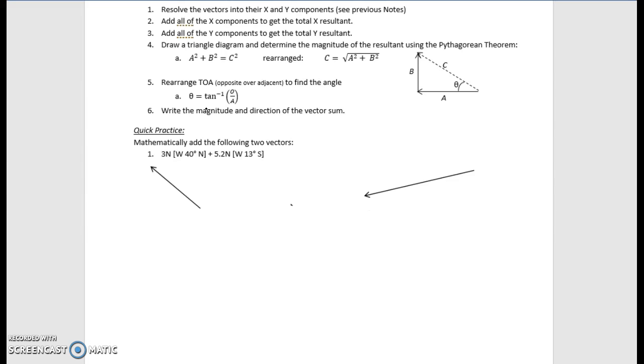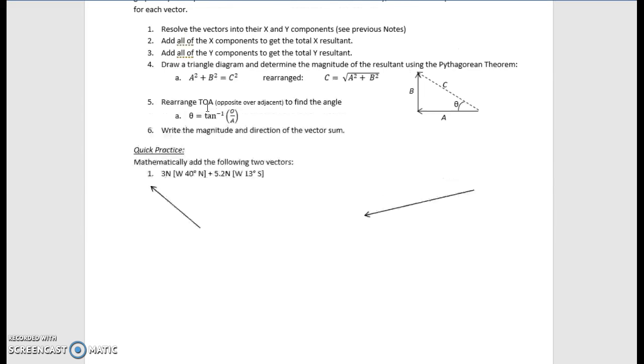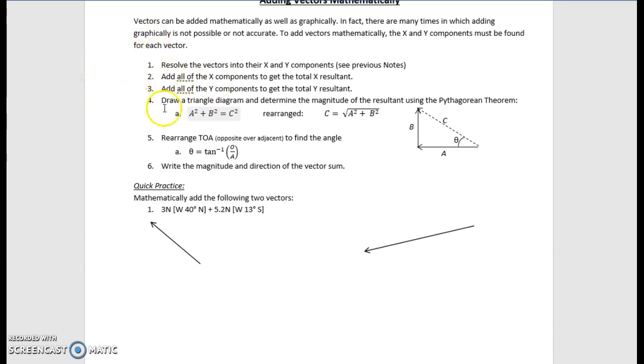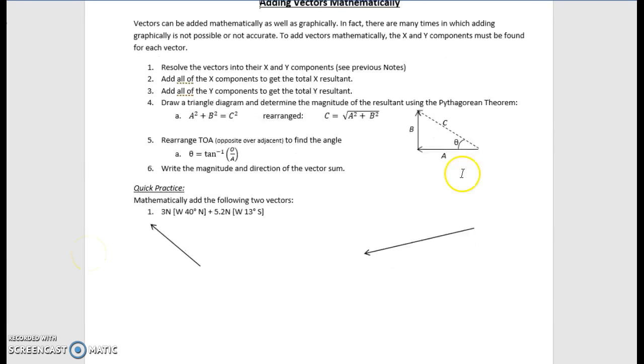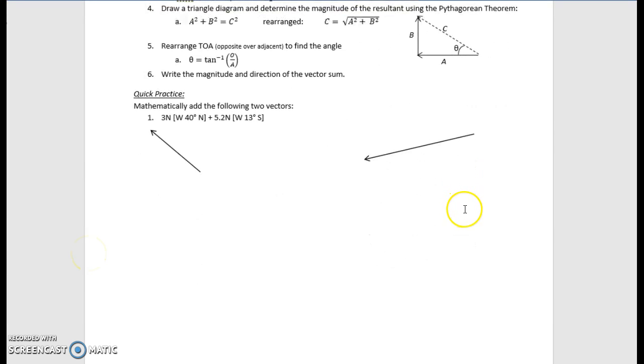Now before we get started, I do want you guys to write down these steps to have in your notes. So you see these 6 steps here, go ahead and pause the video and write down those 6 steps. Okay, now that you guys have those down, let's go ahead and see how to do this.